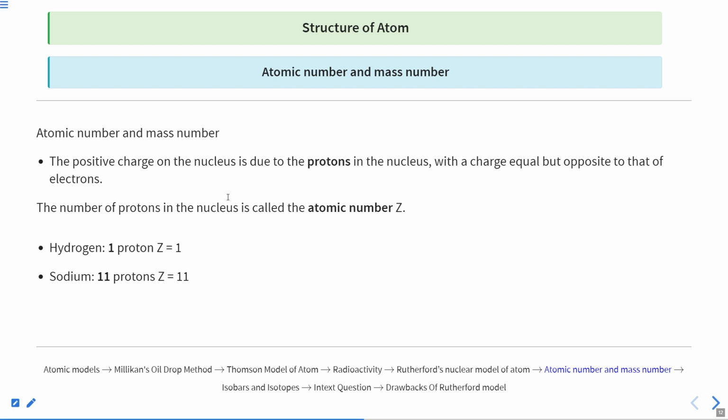This is the atomic number. Next we'll talk about mass number. If you talk about some examples, hydrogen has an atomic number of 1, we know because it has 1 proton. Sodium has an atomic number of 11 because it has 11 protons. Now this atomic number is denoted by the letter Z.